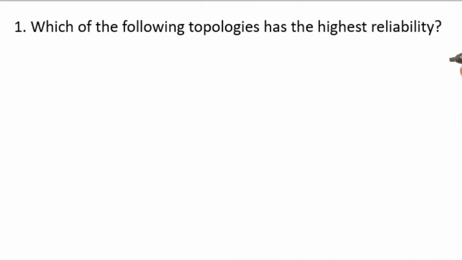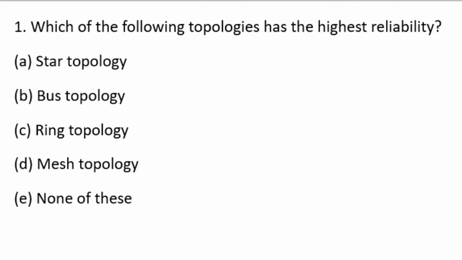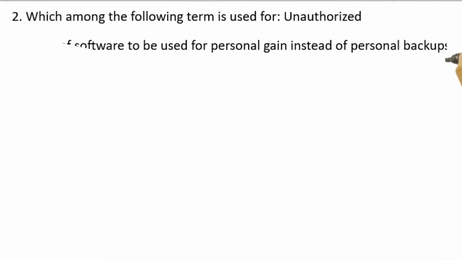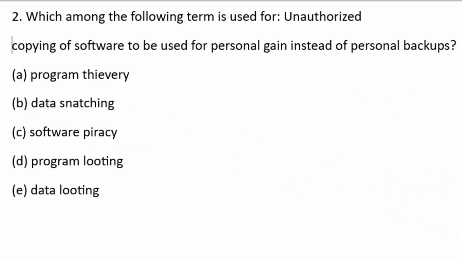Which of the following topologies has the highest reliability? A. Star topology. B. Which among the following term is used for unauthorized copying of software to be used for personal gain instead of personal backups?